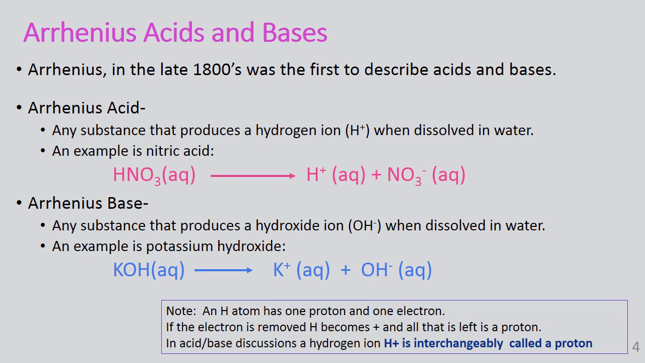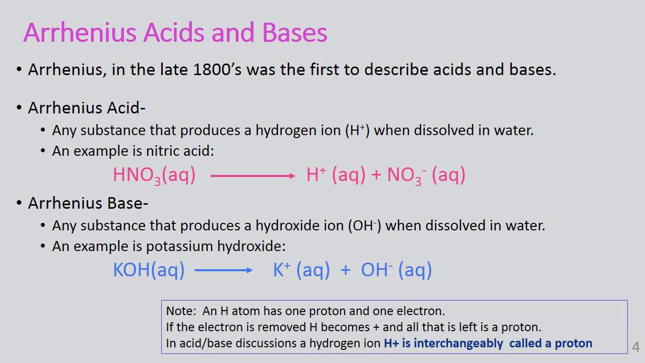So nitric acid, HNO3, when it dissolves in water, breaks apart into the nitrate ion and the H+ ion, the hydrogen ion. A base, then, is any substance that produces a hydroxide ion when dissolved in water. So an example, potassium hydroxide breaks up into K+ and OH negative.